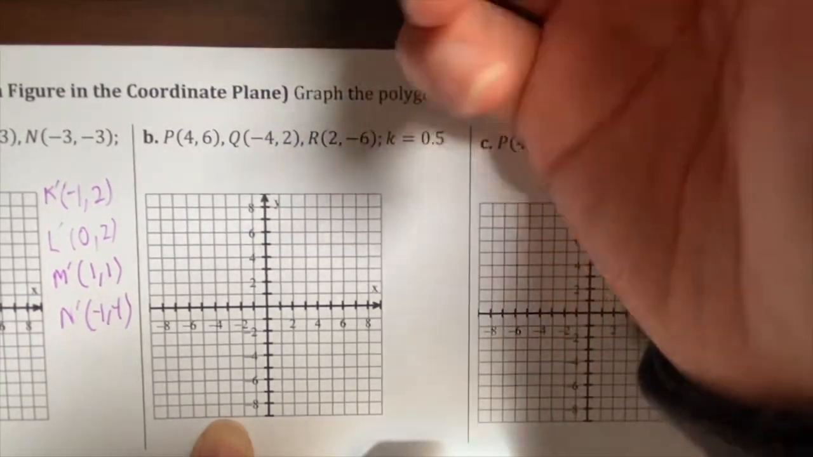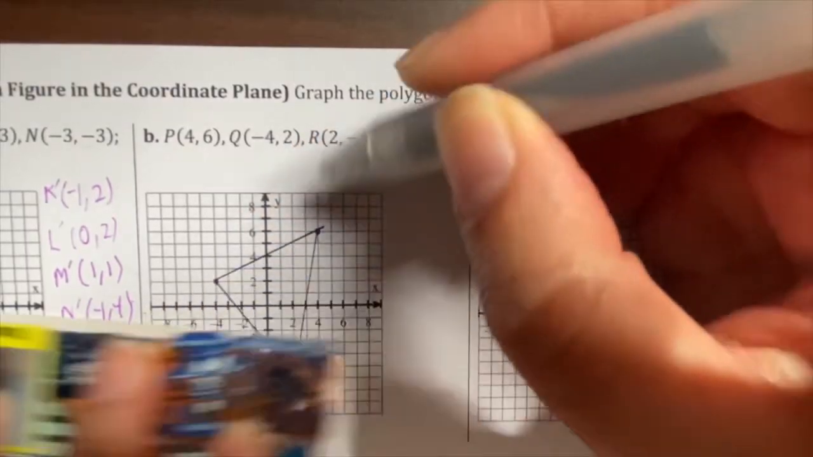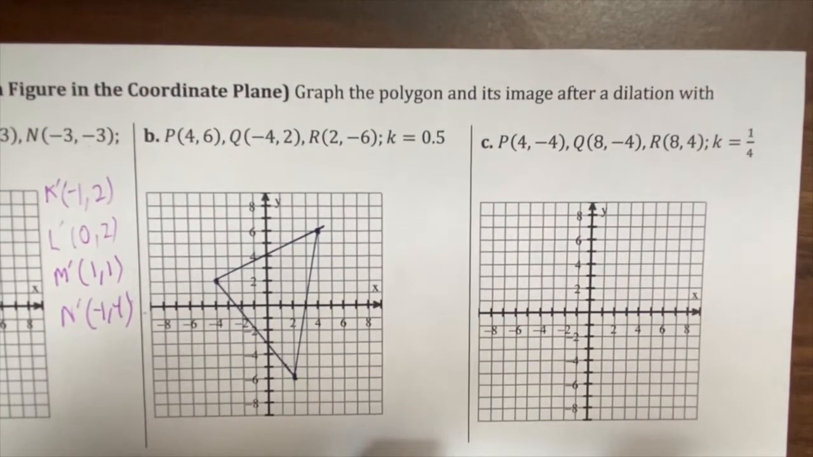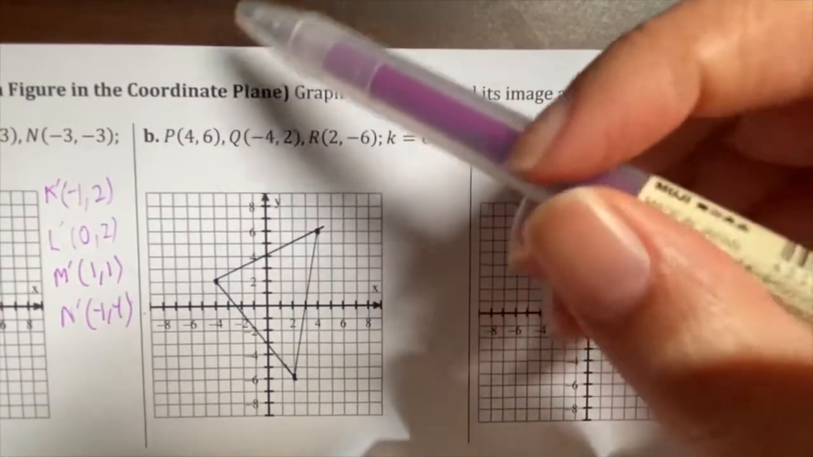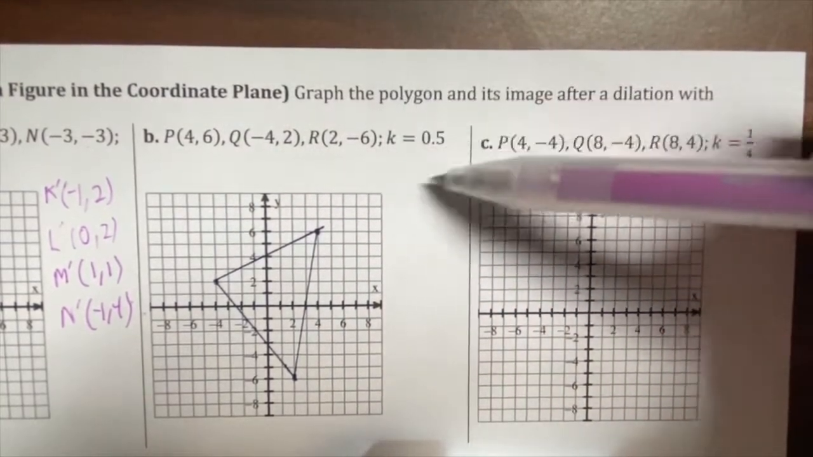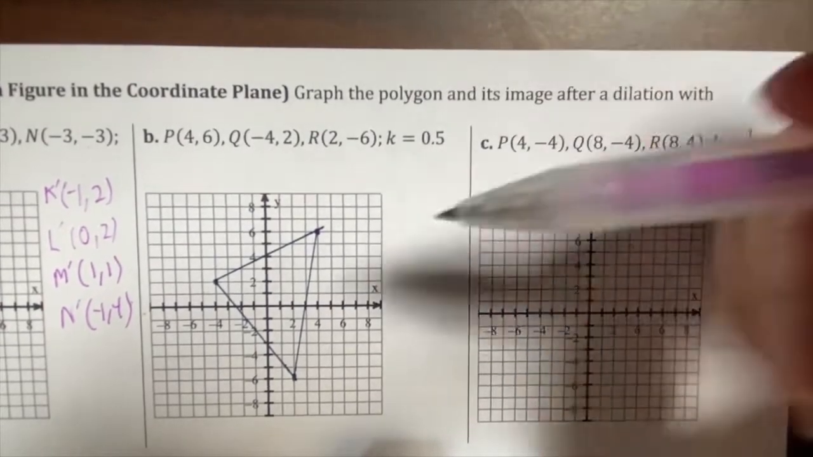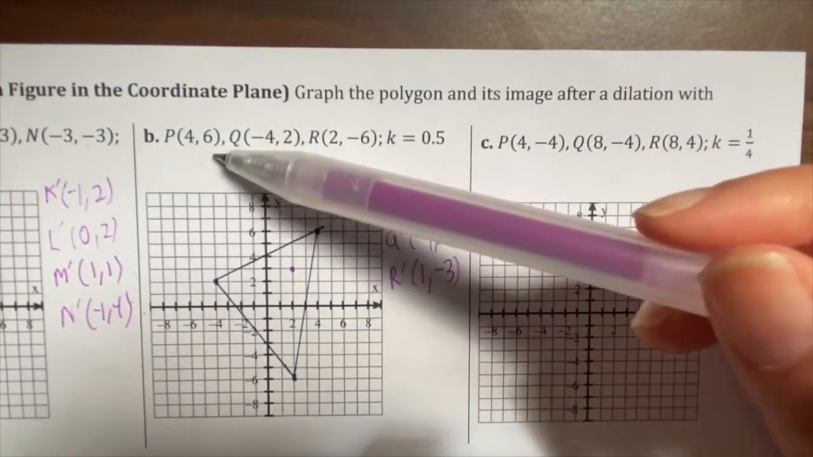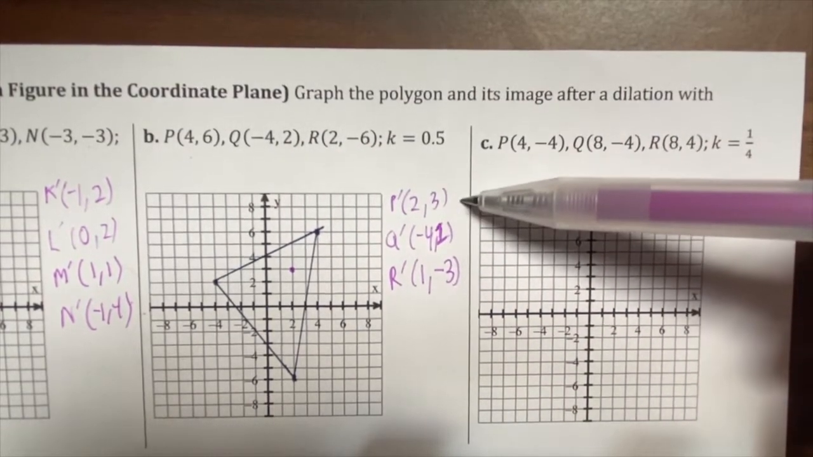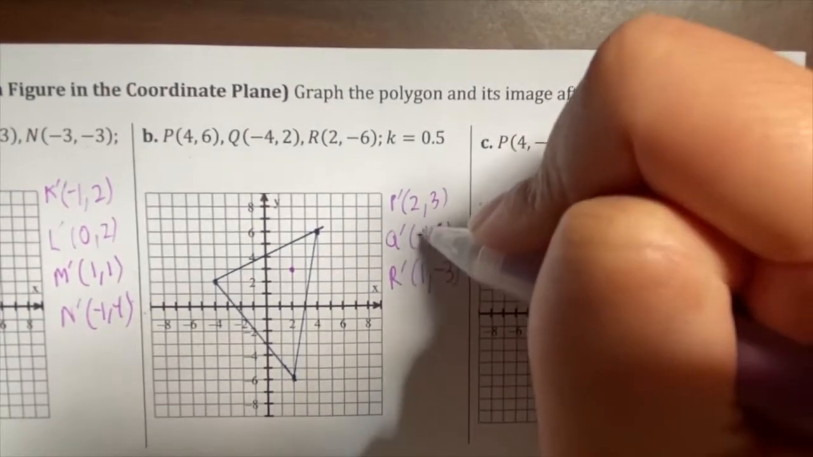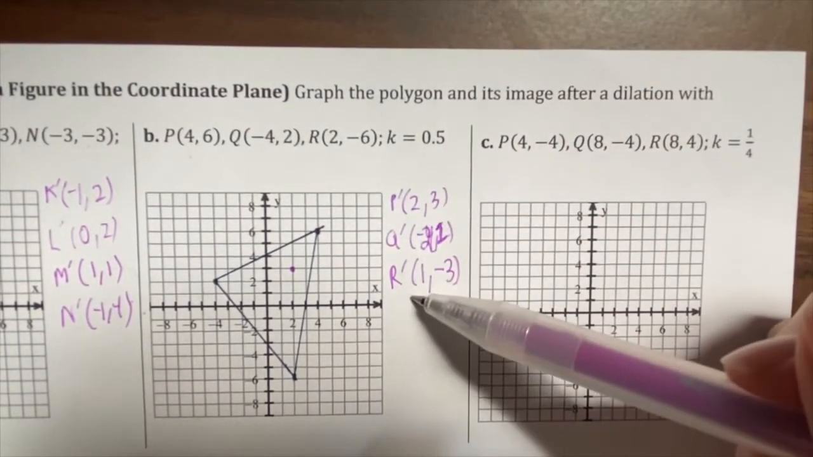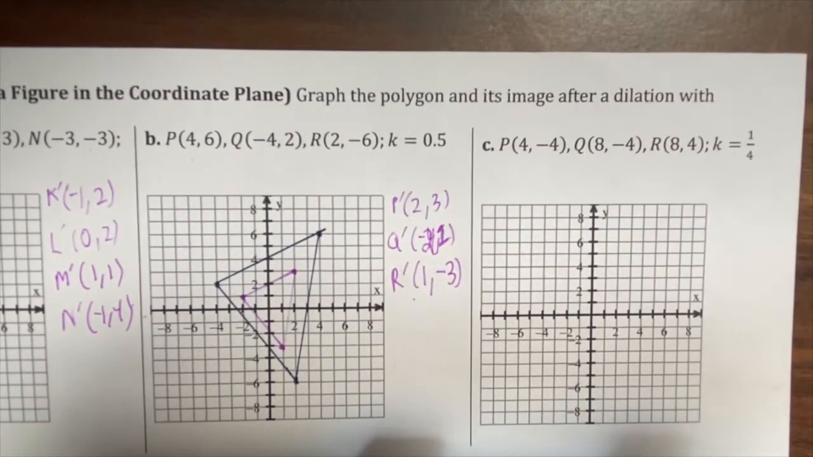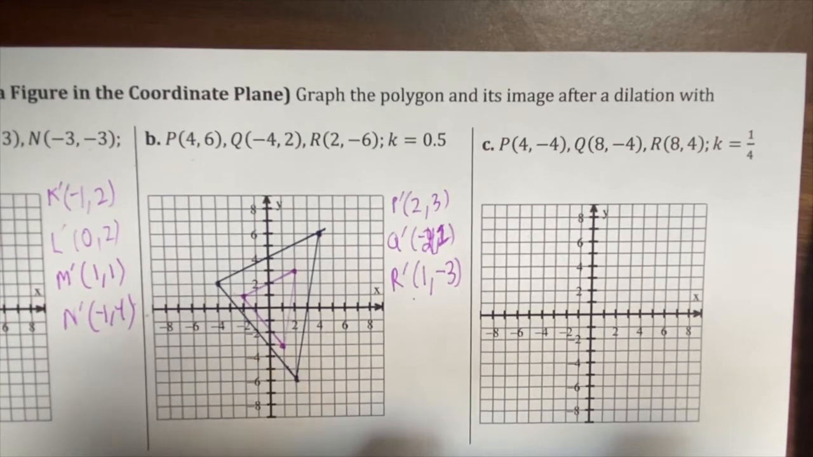I'm going to move on to B. I'm going to start off by graphing the triangle. Okay, there's triangle PQR. And then we are going to find the points of the image after the dilation with the scale factor of 0.5, which is the same thing as 1/2. So we're halving all of the x and y coordinates. I took half of each of the x and y coordinates. P prime will be at 2, 3. Q prime will be at -2, 1. And R prime will be at 1, -3. Now I'm going to graph the image. Right, so there is our pre-image and our image.